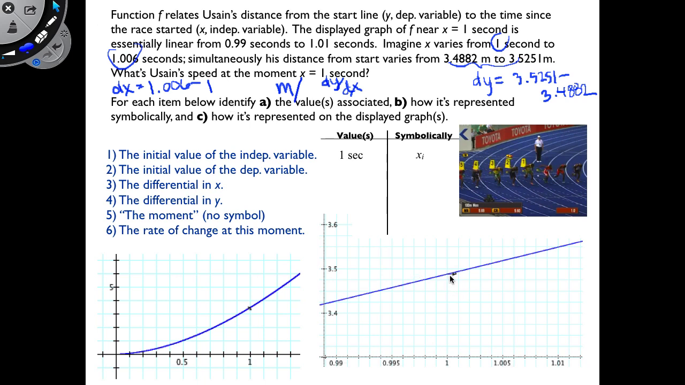If I can get this thing to play again, that'd be nice. Nope. Trying to get that to play, but it won't.